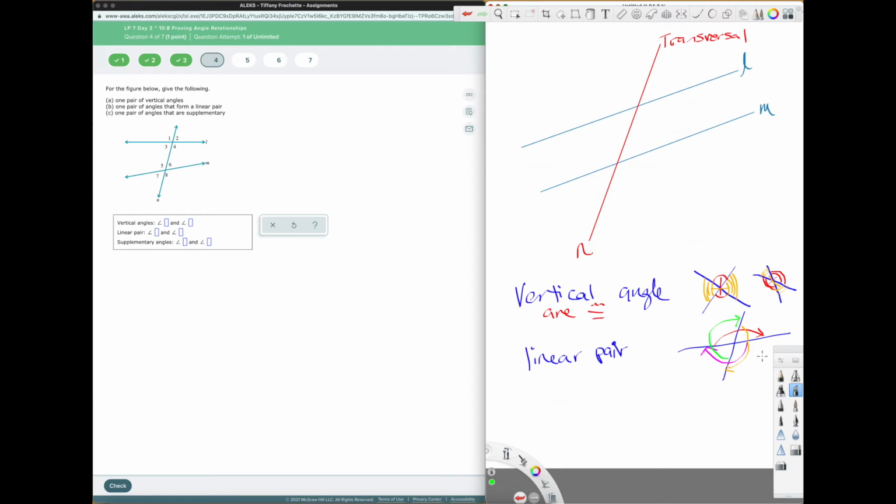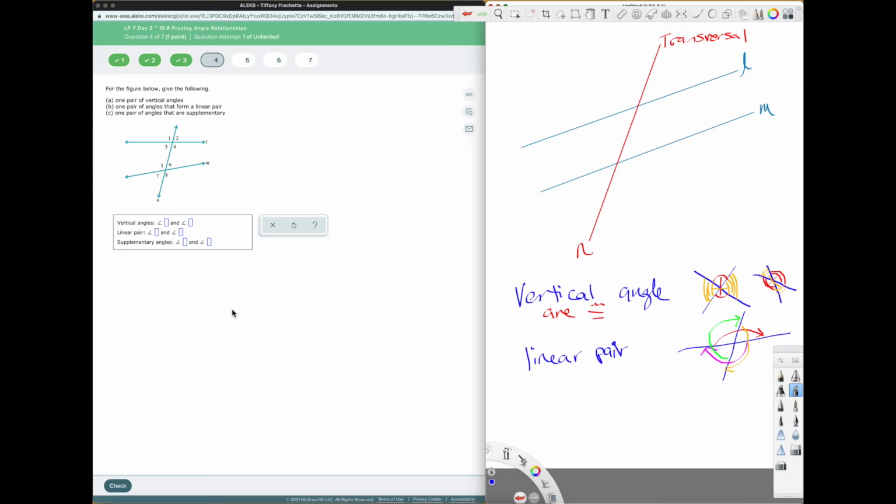So I can have a linear pair here, or I can have linear pairs here. So if each one has 4 options, I have 8 different options on this diagram to choose from. And with vertical angles, I have 2 options per crisscross. So I have 4 different options to choose from for a vertical angle. So there is more than one answer to this question, definitely. It definitely works out that way. Supplementary angles, so that's just kind of going back there.